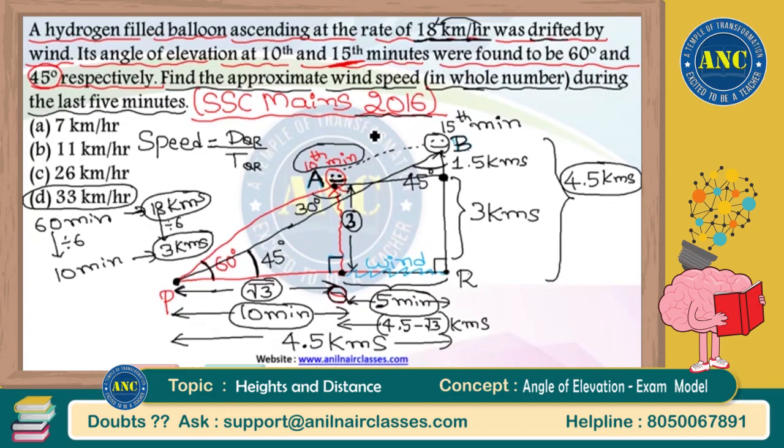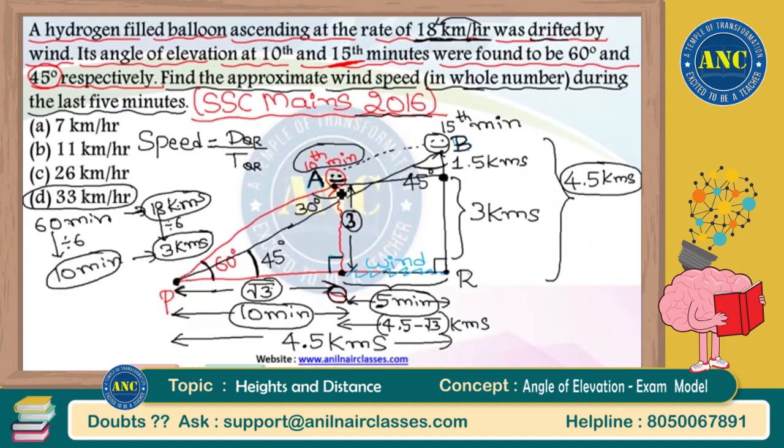From the 10th minute to the 15th minute, what is the wind speed is what they are asking, and they have also given the angles of elevation. Is anything else given, sir? No, nothing else is given. In fact, we assumed it as root 3 and 3. It is 3 for 10 minutes and 18 for 60 minutes. 18 for 60 minutes is given in the question. So calculate for 3 kilometers how many minutes.